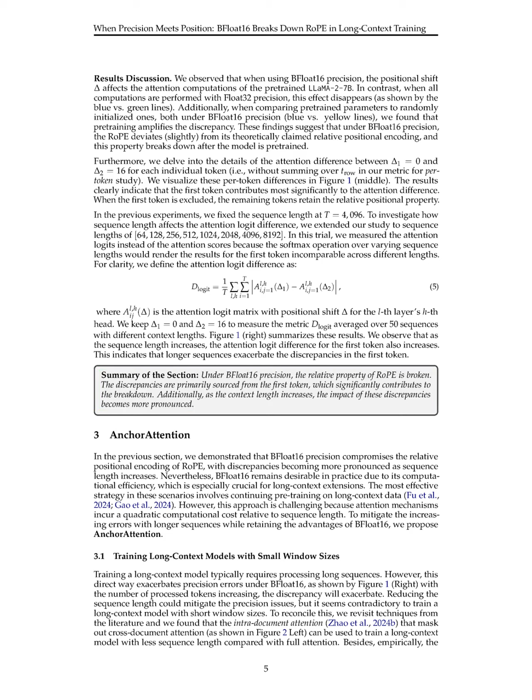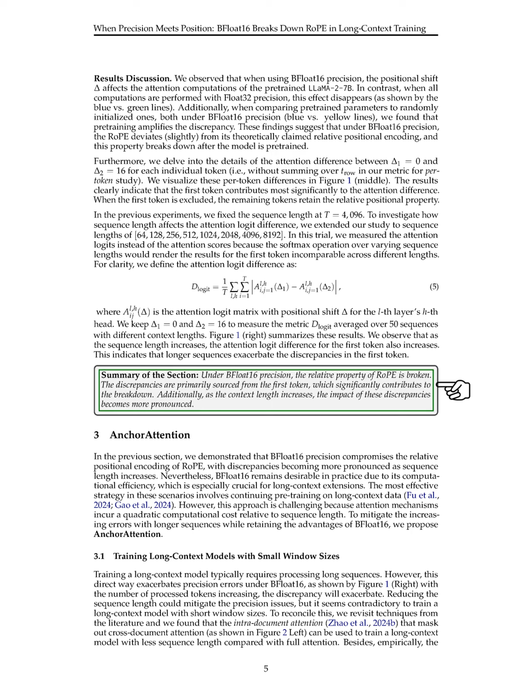Section Summary. In this section, we investigate the discrepancies in Rotary Position Embedding, RoPE, when using BFloat16 precision, revealing that positional shifts affect attention computations in pre-trained models, particularly for the first token, while this effect diminishes under Float32 precision. Our findings indicate that these discrepancies become more pronounced with longer sequences, suggesting a breakdown of RoPE's theoretically claimed relative positional encoding after pre-training.